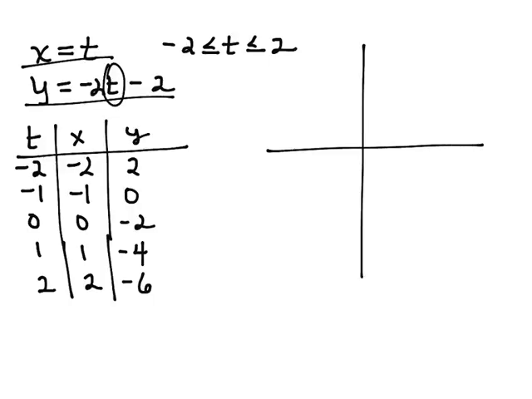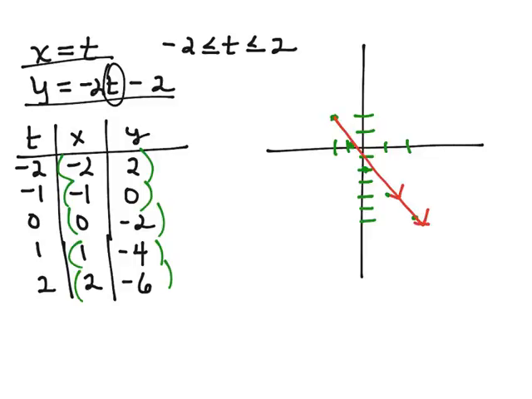So if we go over to a piece of graph paper and we enter these values, we have -2, 2. We have -1, 0. We have 0, -2. We have 1, -4. And finally, we have 2, -6. And so our graph is this line that is going in this direction. So we can put little arrows to show that.